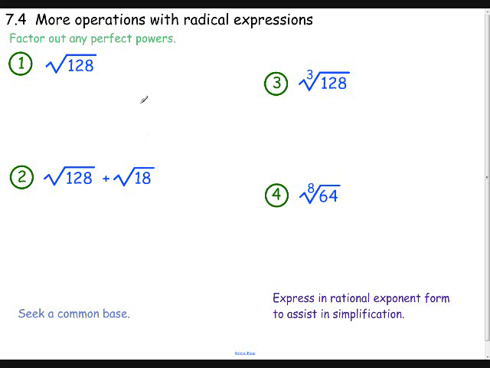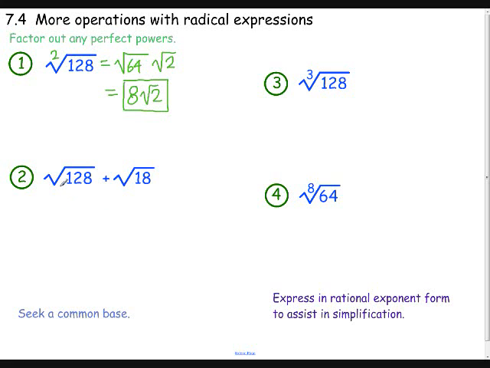Factor out a perfect power. Well, what's the power we're interested in here? This is the second root, so we're interested in factoring out a perfect square. It happens to be there's one here. It's 64. 64 goes into 128 exactly 2 times. This is equal to square root of 64, which is 8, times square root of 2. So factoring out a perfect power like 64 helps us simplify the expression.